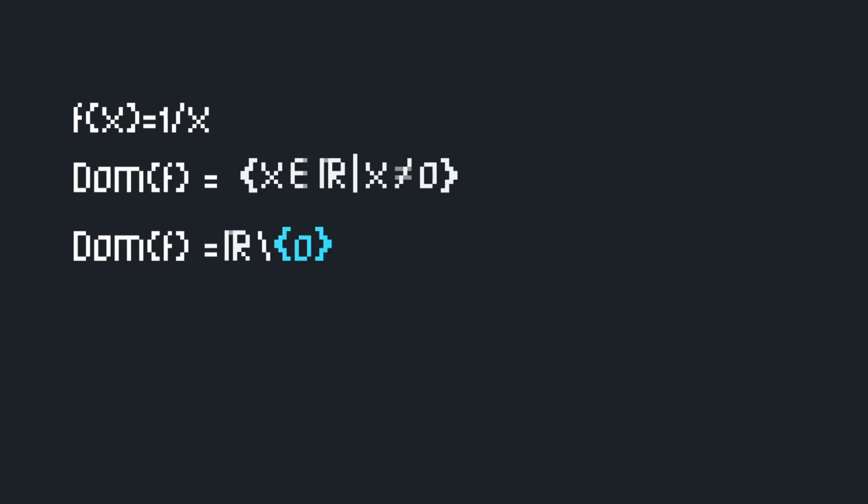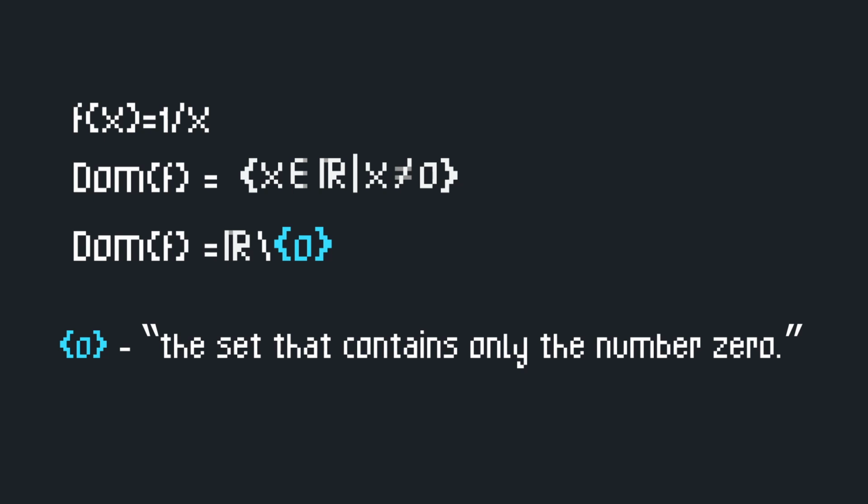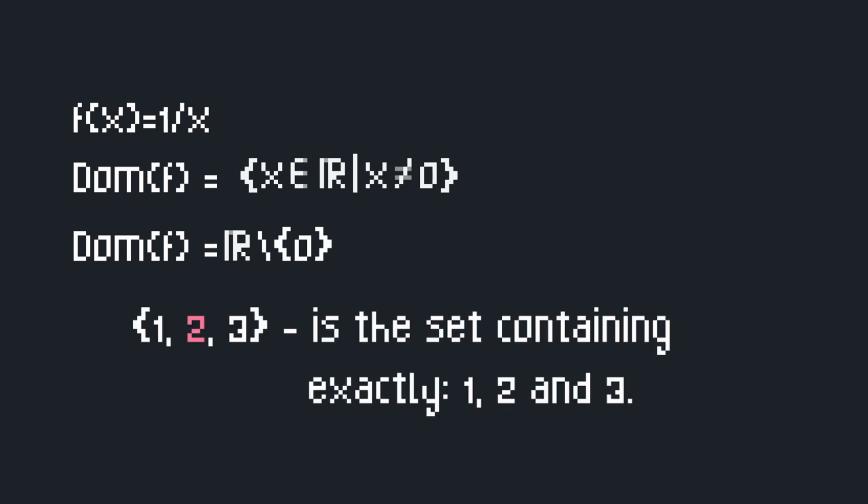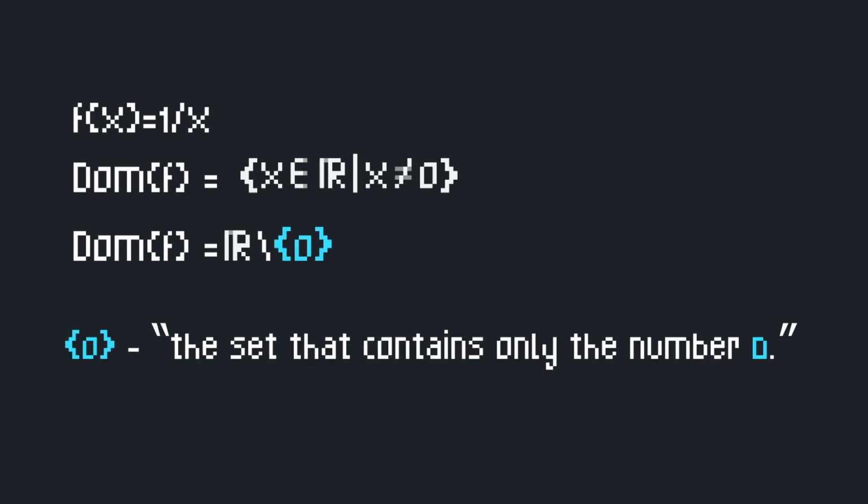The 0 between the brackets means the set that contains only the number 0. The curly brackets are used to describe sets explicitly by listing their elements inside. For example, {1, 2, 3} is the set containing exactly those 3 numbers. In our case, {0} is a set with just one element, 0.